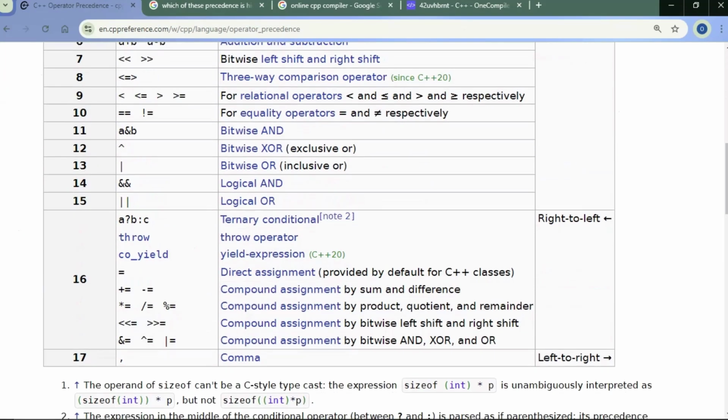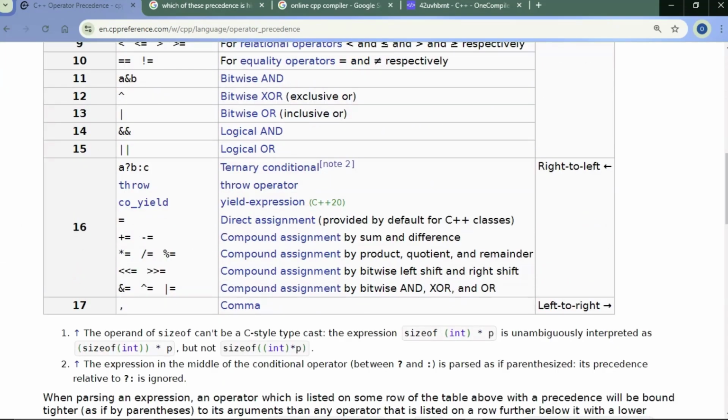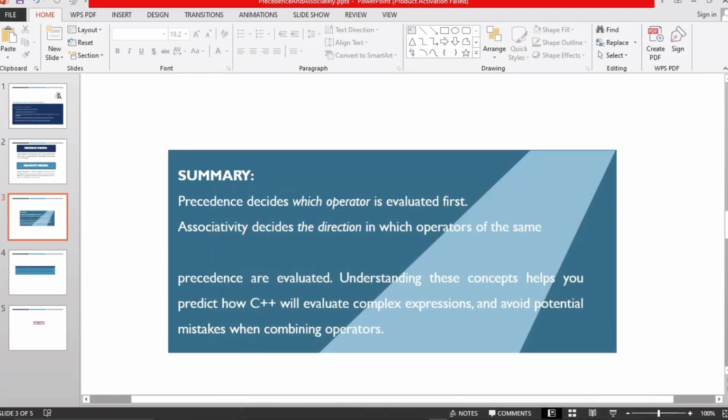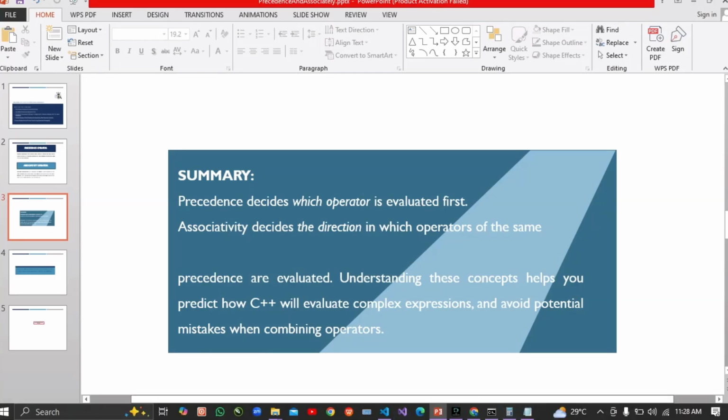Let's check in on the operators. Whatever operators they could be, we check which one should come first, and it decides on the highest. It says the highest should come first. So when we go back to our table here, the highest should come first as precedence. So that's what precedence means. And associativity considers the direction.